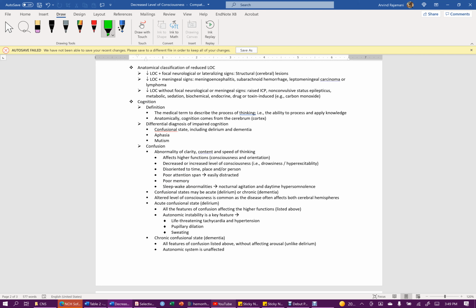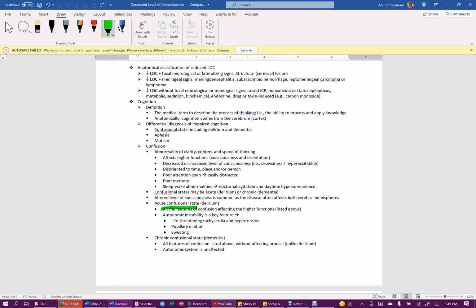Then the confusional states can either be acute or chronic. Acute is called delirium, chronic is called dementia. Altered level of consciousness is common because the disease often affects both cerebral hemispheres. Therefore you'll have the things that we talked about just before the cognition. So all of that can be present.